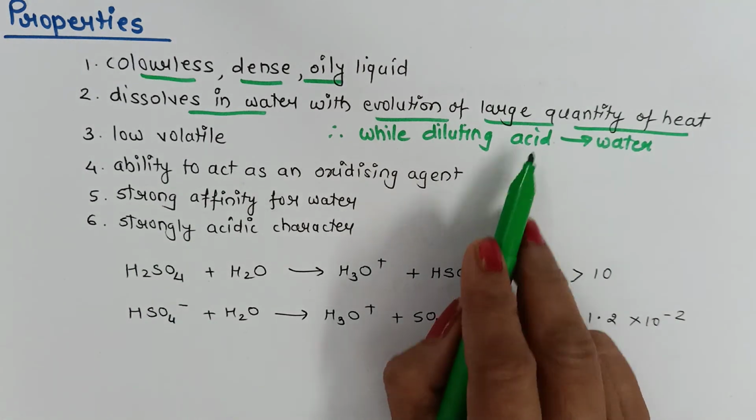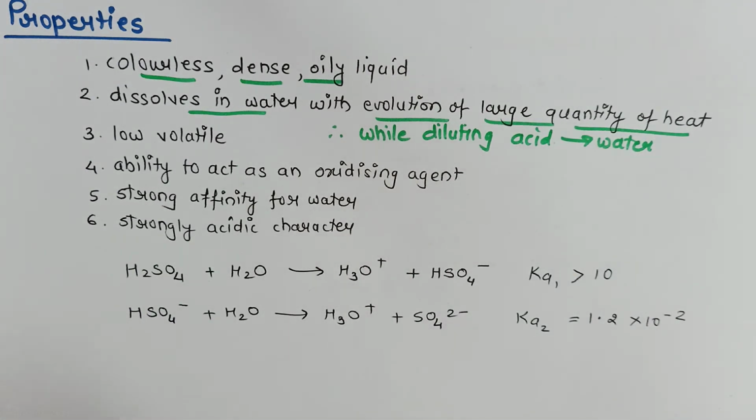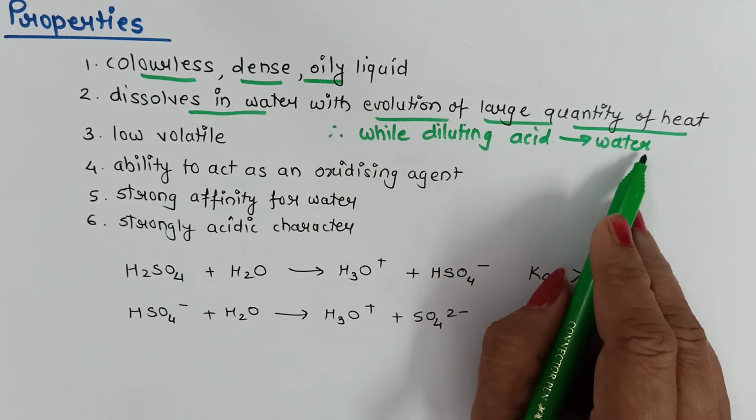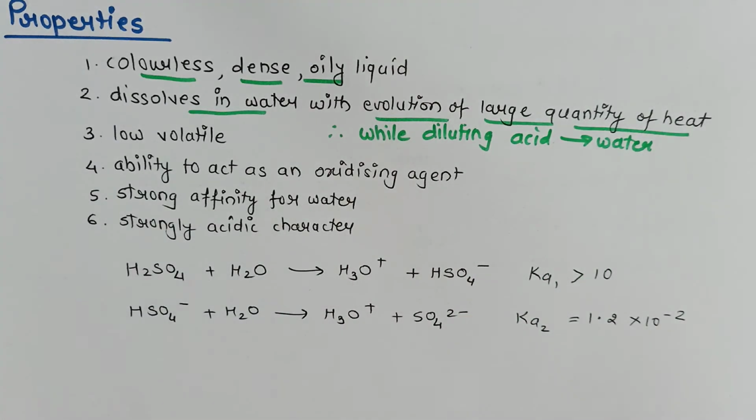If we add water to acid, being a highly exothermic process, the container may break, there will be local excessive heating, and the splashes of acid will be there on the person's body. And therefore, while diluting acid, we should add acid to water. It's a very low volatile one.